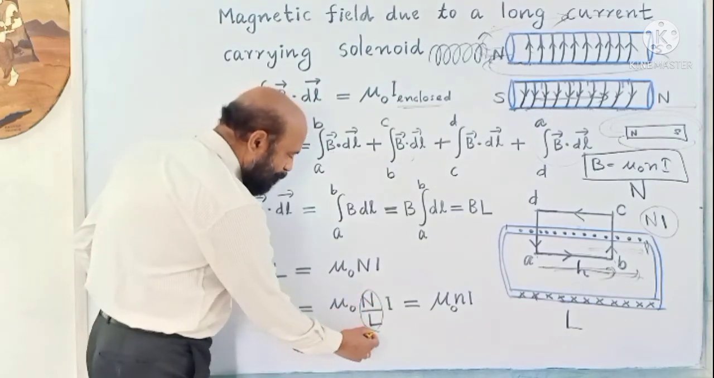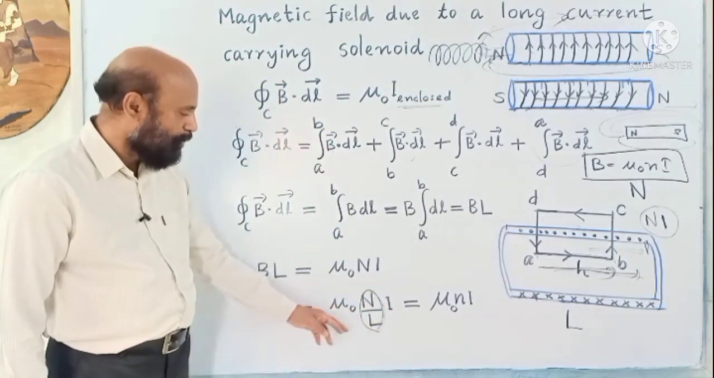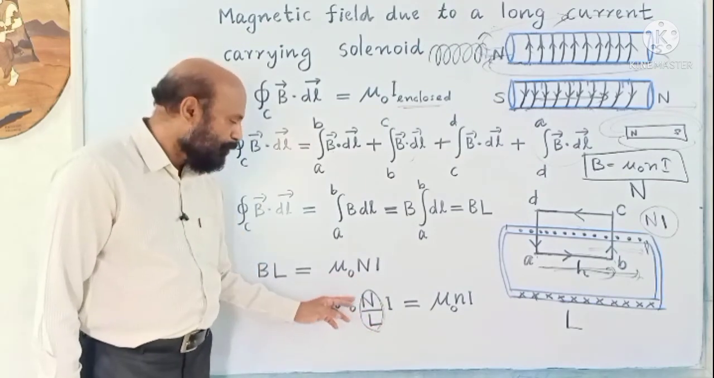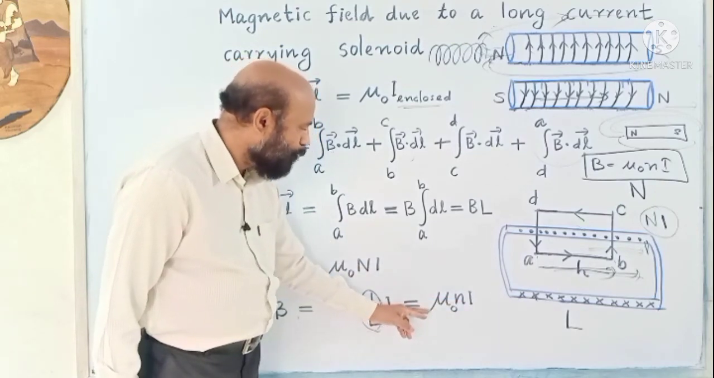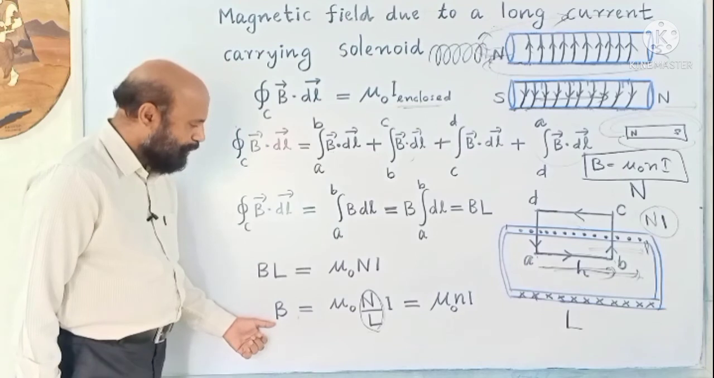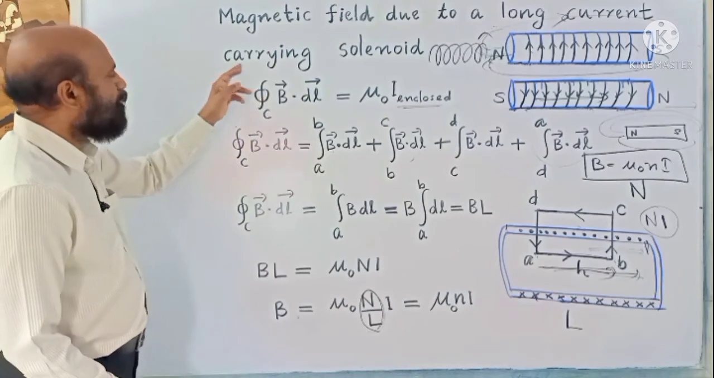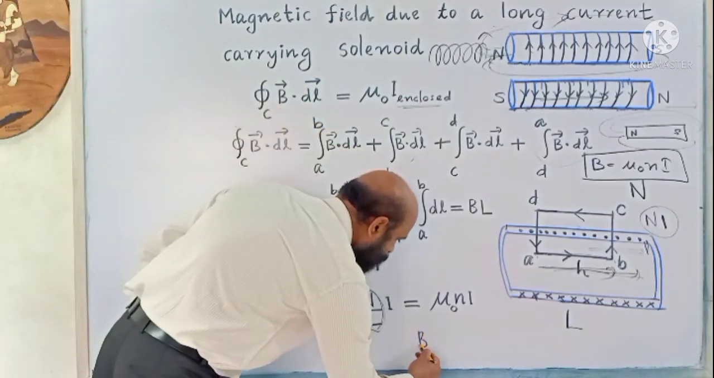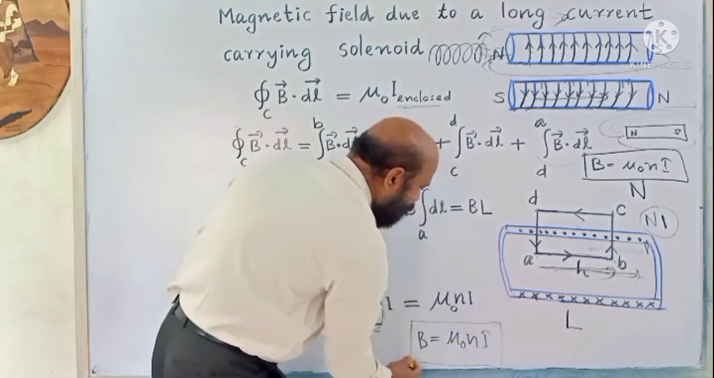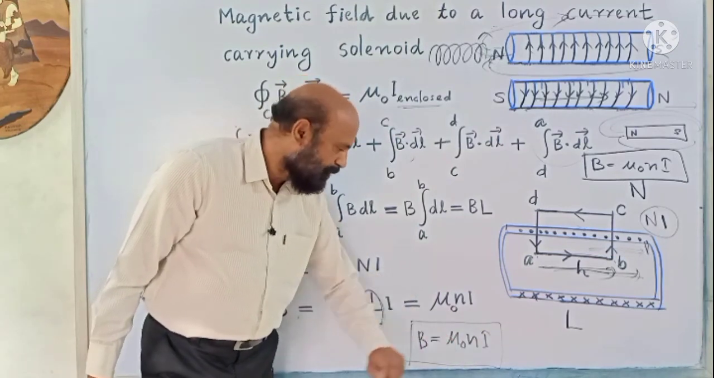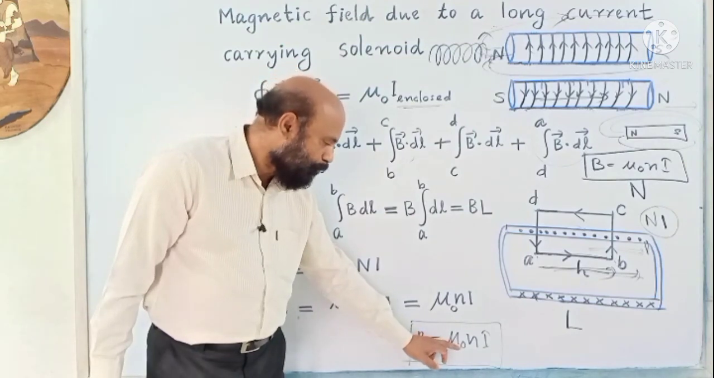N by L, that is number of turns per unit length. Here total number of turns you are dividing by the length of the coil. So this is the number of turns per unit length. So for that we can write small n. So B is equal to mu 0 n I. So this is the expression for magnetic field due to a long current carrying solenoid. Magnetic field is given by B is equal to mu 0 n I, where n is the number of turns per unit length and I is the current, and mu 0 is the permeability of free space.